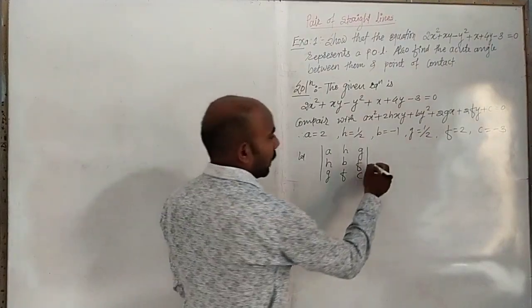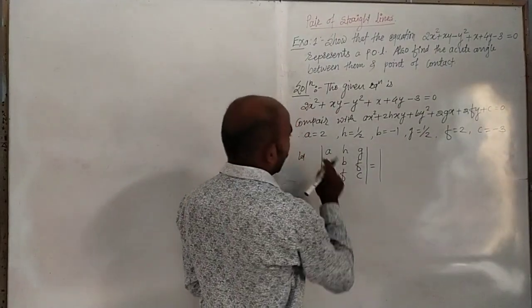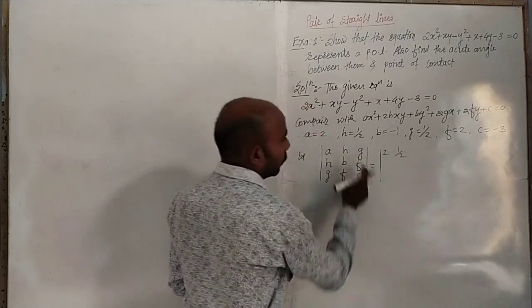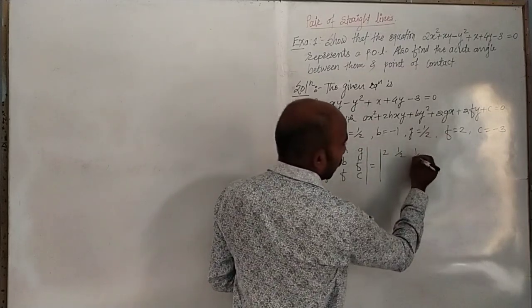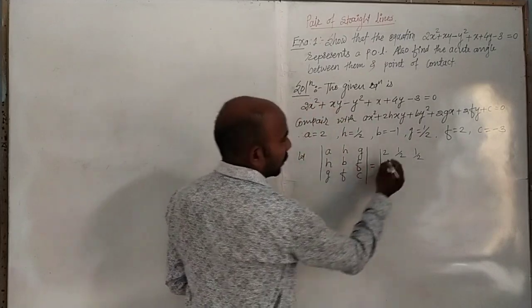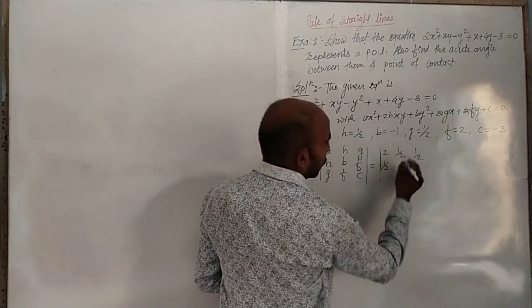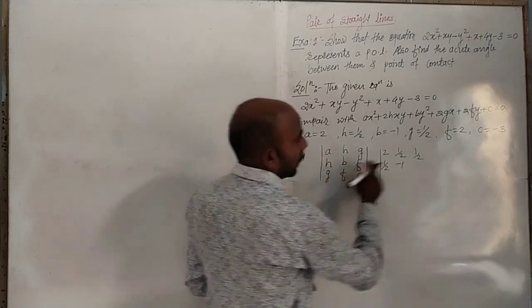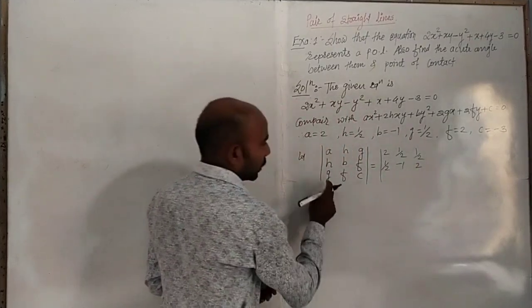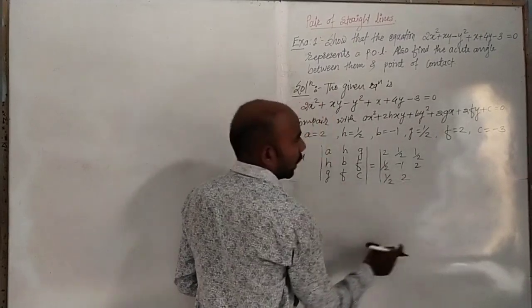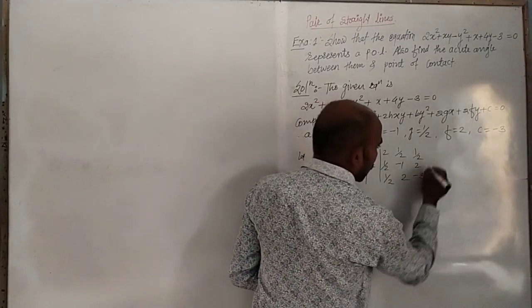So substituting the values, we get here a is 2, h is 1 by 2, g is 1 by 2, h is again 1 by 2, b is minus 1, f is 2, g is 1 by 2, f is 2, and c is minus 3.